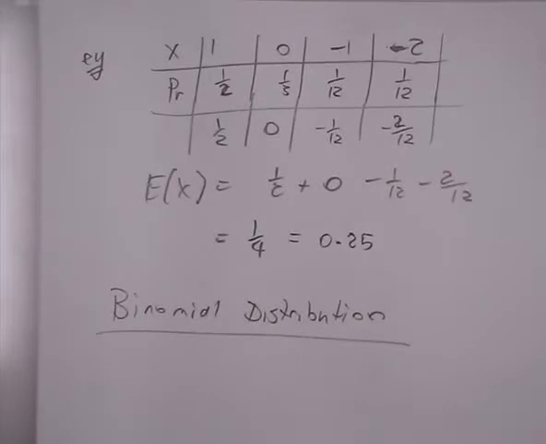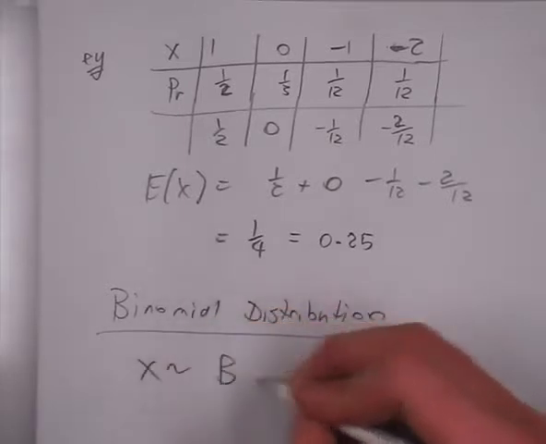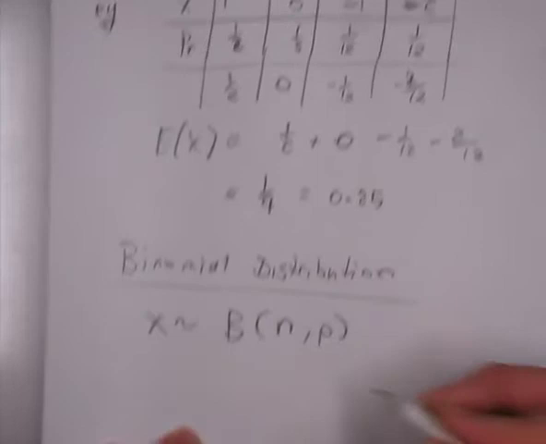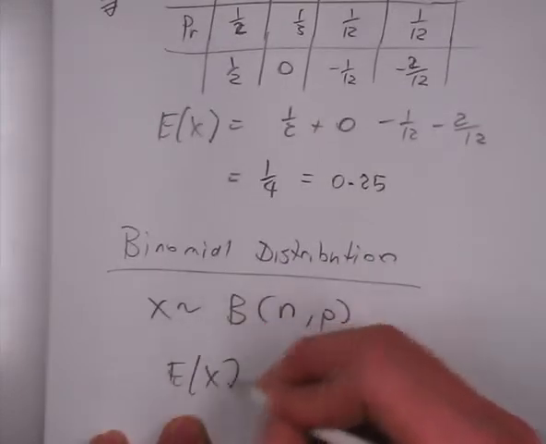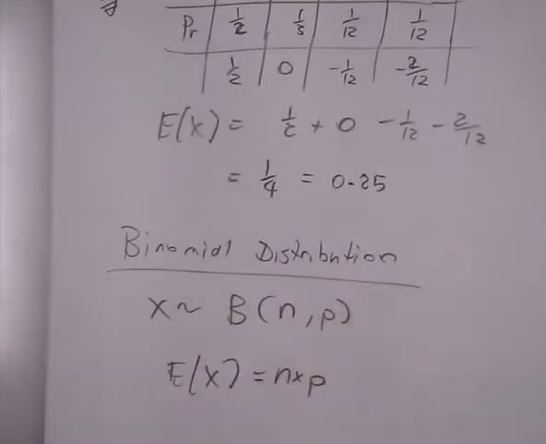If you're in a binomial distribution situation, you can do this same trick. You can multiply each thing by its probability and add them all up. But if you do the maths, it all works out to just a particular formula. If X is a binomial distribution with n and p, the expected value of X is n times p. It's just the way it is.